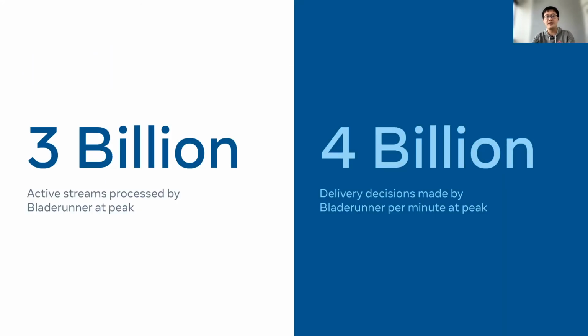Bladerunner is now serving 3 billion active streams at peak, and we have seen Bladerunner making 4 billion delivery decisions per minute at peak. Here are some of our other learnings. Firstly, capturing all possible mutations to data stores that might change the result of a query execution is both difficult and unnecessary. Therefore, we require product developers to explicitly specify liveness requirements for their product surfaces.